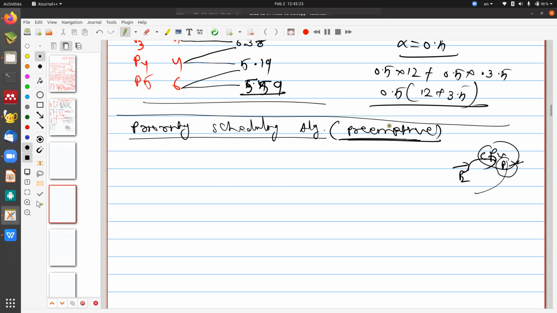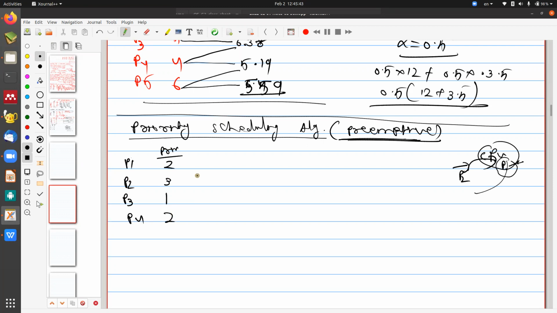Non-preemptive one will come, it will be very easy for you. I'll tell you how to do the non-preemptive one, but here I am going to show you how to make a preemptive one. So let's take P1, P2, P3 and P4, and the priorities are given as 2, 3, 1 and 2.